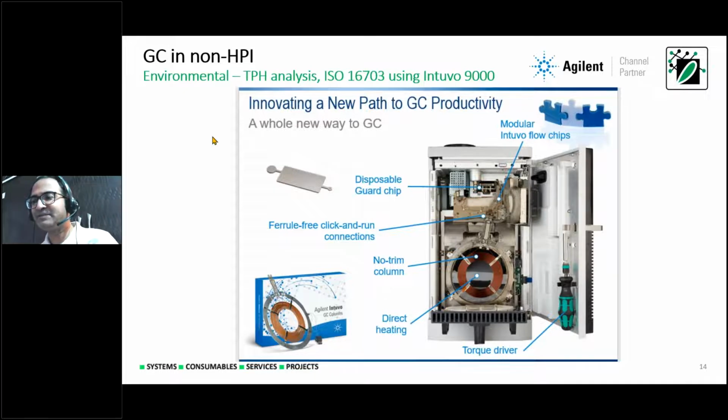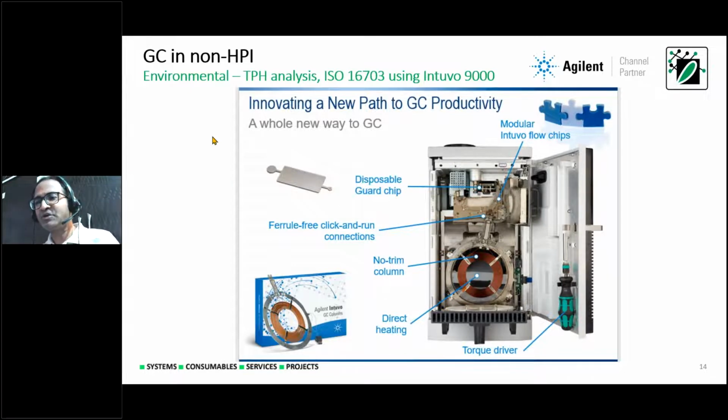And as you can see, this GC looks very different. I'm not sure if you have had a chance to look at this GC earlier, but it looks very different from a traditional GC. It's very compact. The GC is only this much width-wise, and depth-wise it is a little longer. But the GC is very narrow, so the overall space requirement on the table is very small.